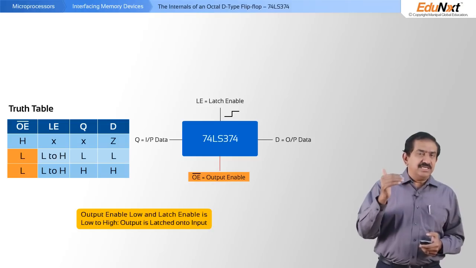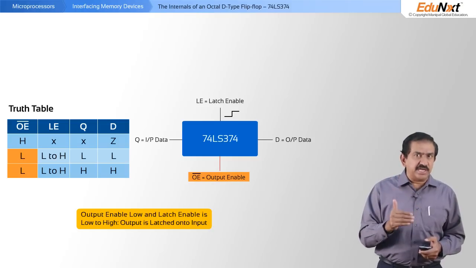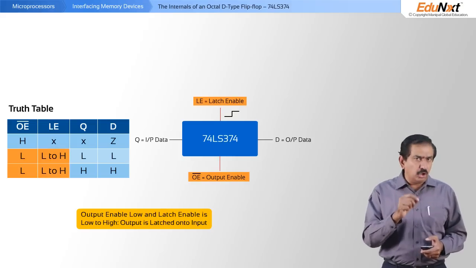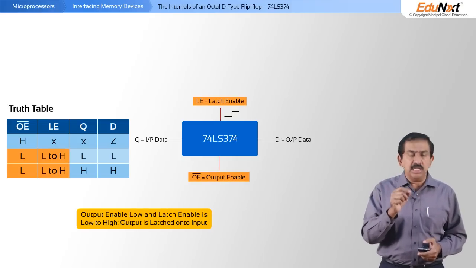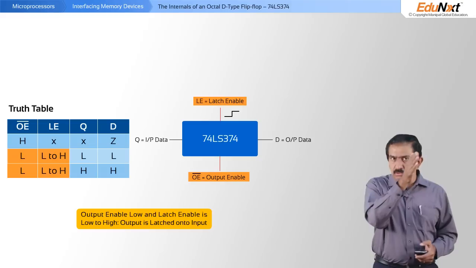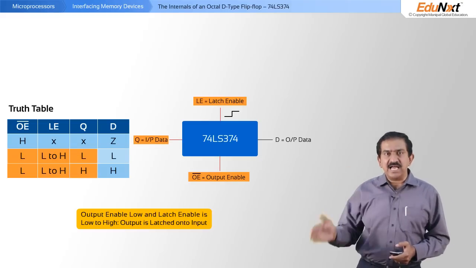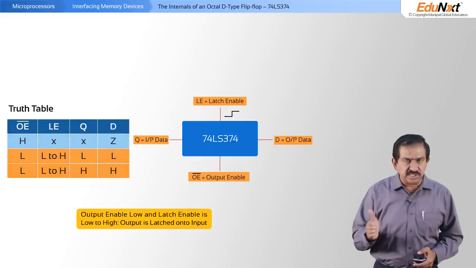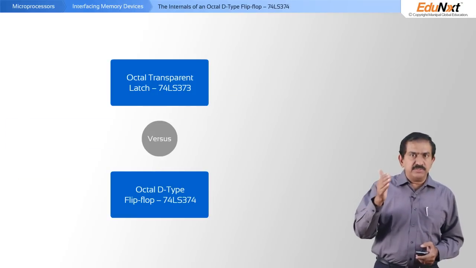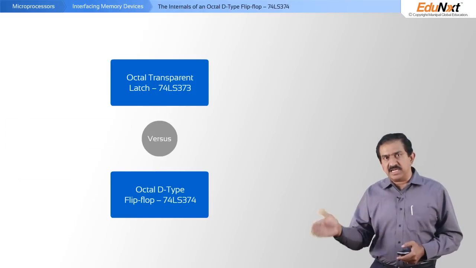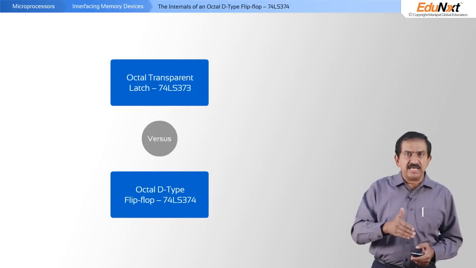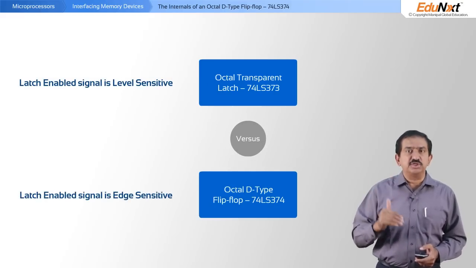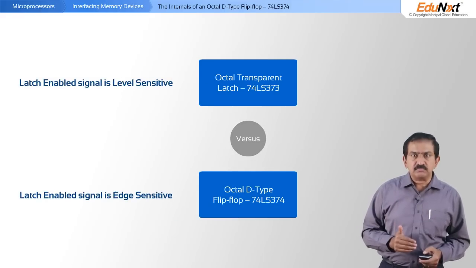The output gets latched to the input state on the rising edge of latch enable. So when the latch enable signal goes from low to high, whatever was on the input pin gets latched onto the output pin and it will remain there till you decide to change it again. The difference between a D-type flip-flop and a transparent latch is that the transparent latch was a level-enabled latch, while this is an edge-triggered latch.